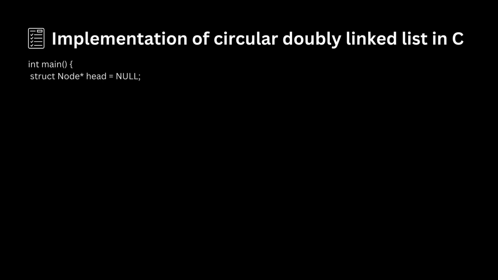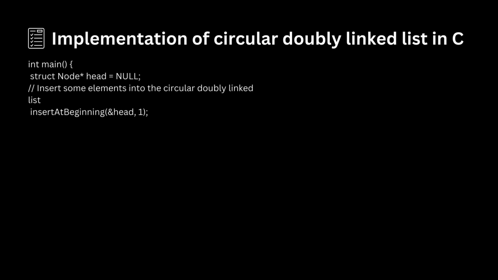This line declares a pointer head to the head of the circular doubly linked list and initializes it to null, indicating that the list is initially empty. This line inserts a new node with the data 1 at the beginning of the circular doubly linked list, pointed to by head. Since the list is initially empty, this node becomes the head of the list. This line inserts a new node with the data 2 at the beginning of the list. This node becomes the new head of the list, and the previous head becomes the next node in the list.